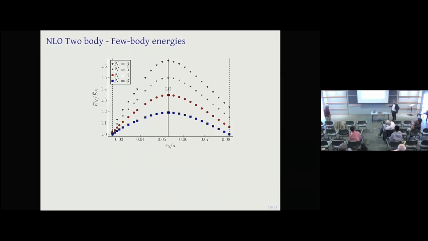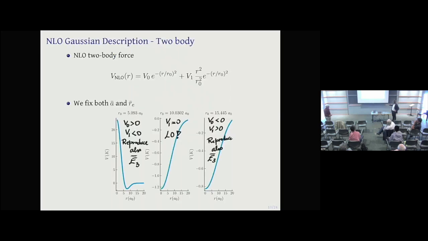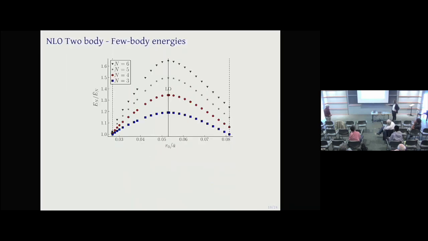This is why I've been working here at this level. I've been working only between these two values of R naught, because in this region, my three-body energy is bigger. So I need a repulsive force. I didn't go here and here because in this case, I have an attractive three-body force which will surely make the system collapse. So this is what I use also.